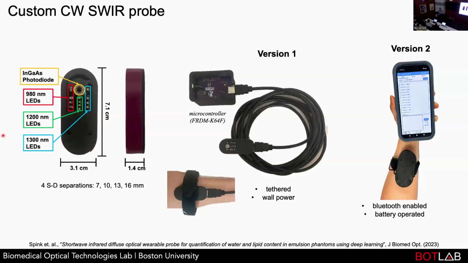And for these measurements of body composition and hydration, we're not really expecting fast physiological dynamics. So a really fast measurement isn't all that important to us in this case. Okay, yeah, thank you.